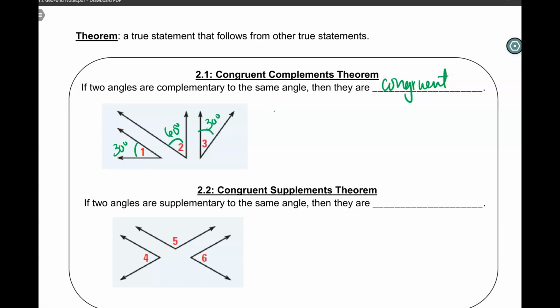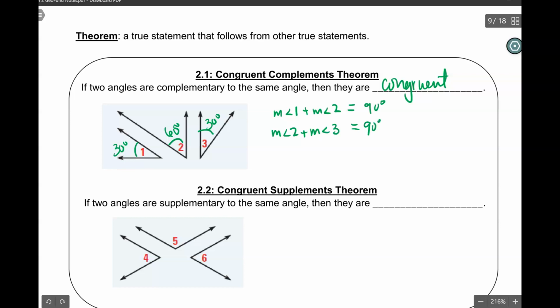So we know that if we add the measure of angle 1 plus the measure of angle 2, so it's 30 plus 60, it's going to be 90 degrees. We also know if I add the measure of angle 2 plus the measure of angle 3, those two angles are also 90 degrees. So wait, since they both add to 90, I can actually set these equal to one another. I can say the measure of angle 1 plus the measure of angle 2 is equal to the measure of angle 2 plus the measure of angle 3.